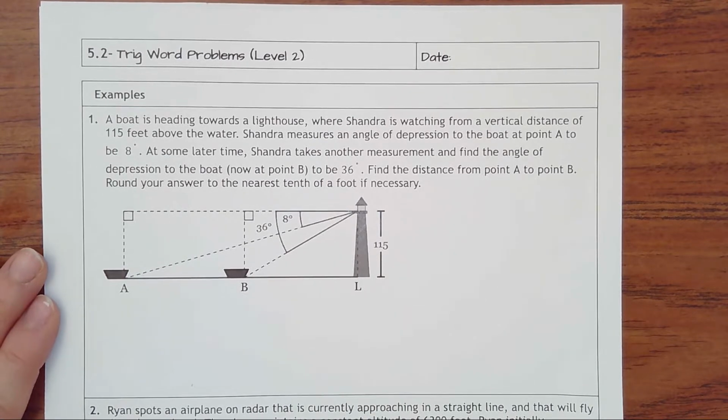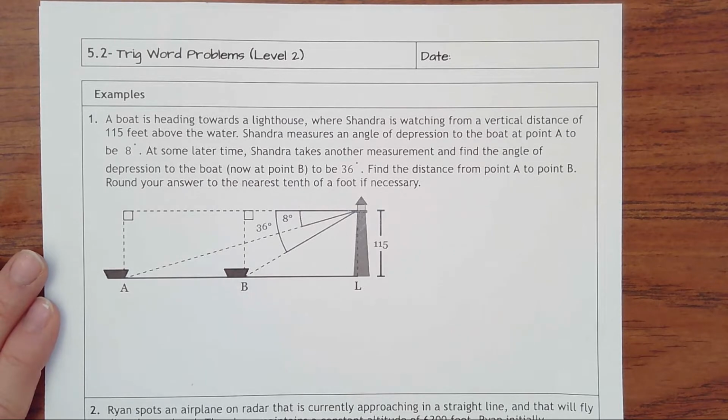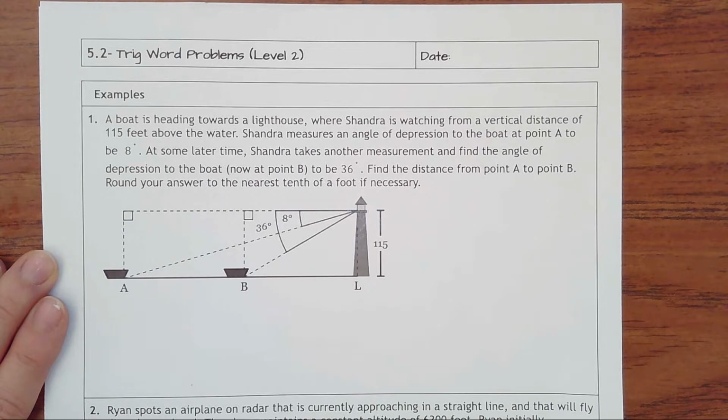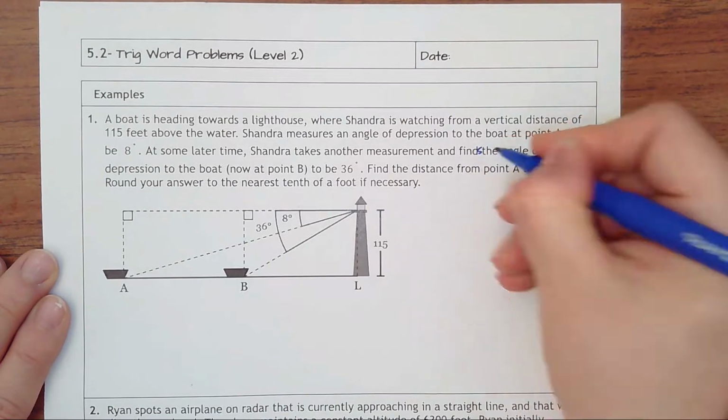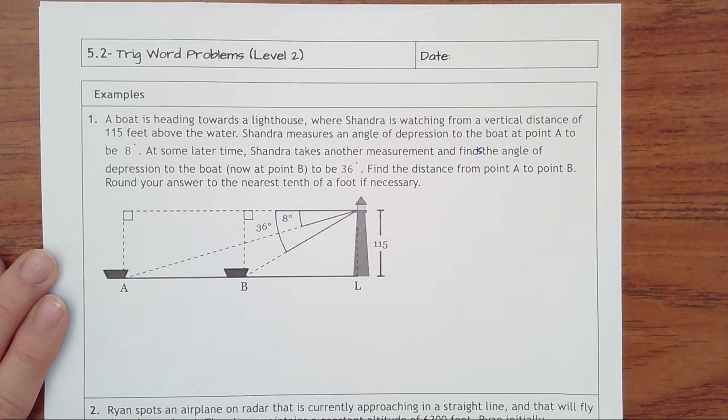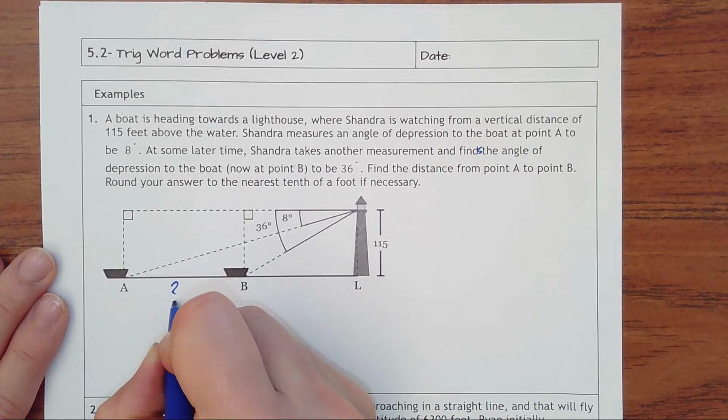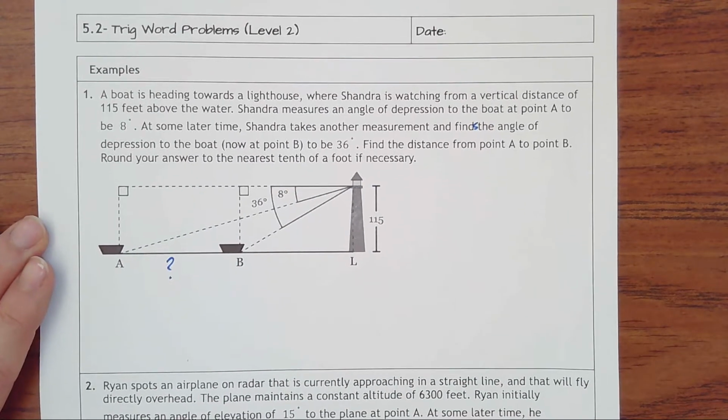So let's try them. Number 1 says a boat is heading towards a lighthouse where Chandra is watching from a vertical distance of 115 feet above the water. Chandra measures an angle of depression to the boat at point A to be 8 degrees. At some later time, Chandra makes another measurement and finds the angle of depression to the boat now at point B to be 36 degrees. So it's moved in closer to the lighthouse. Find the distance from point A to point B. So we're finding this. Round your answer to the nearest tenth.